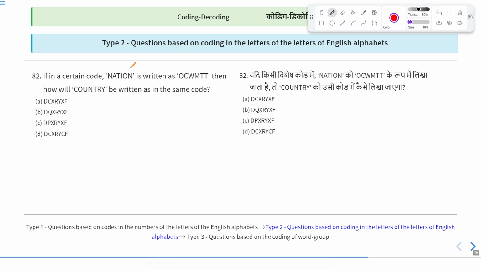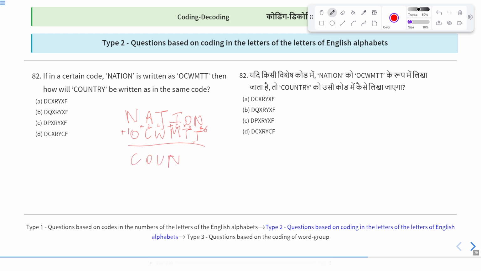Let's calculate the sales answer. Nation, NATION, OCWMT. Okay, interesting. So what will country be? First, we need to establish the relation between nation and OCW. N plus 1 is O, A plus 2 is C, T plus 3 is W, I plus 4 is M, O plus 5 is T, N plus 6 is T. Okay, so the same logic will apply: plus 1, 2, 3, 4, 5, 6 plus 1 into a later position.